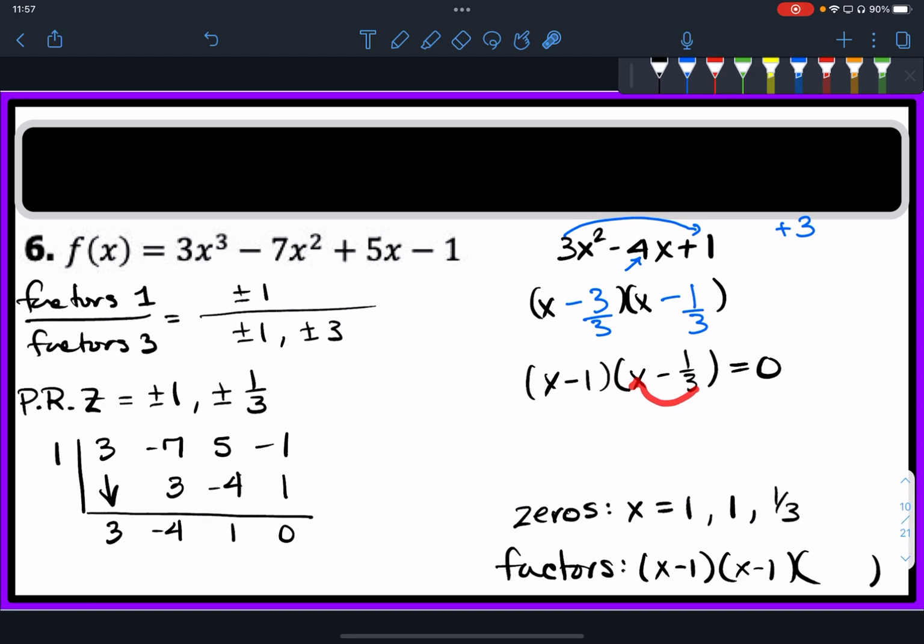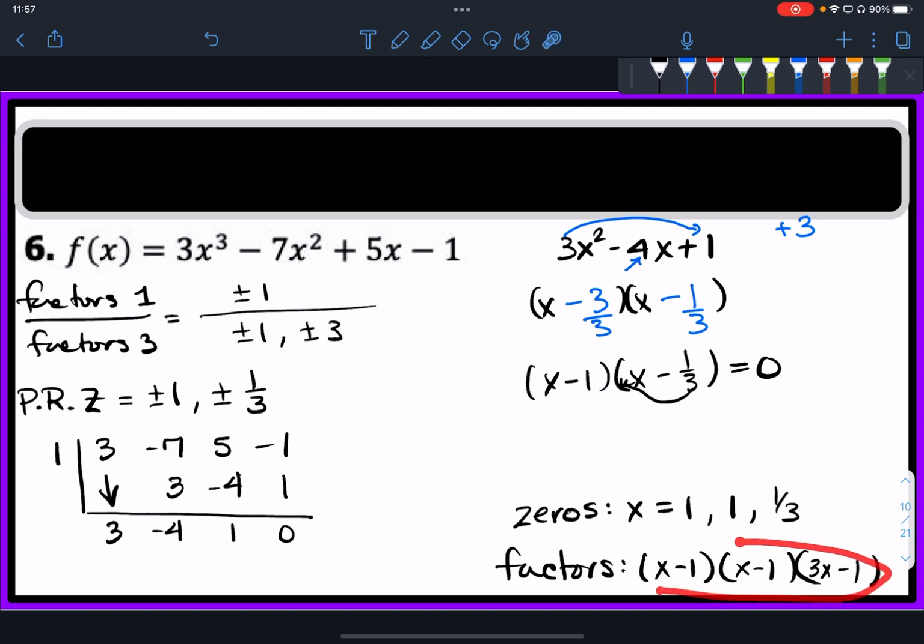I'm going to move the 3 to the front. Again, essentially I'm going to multiply both the x and the 1/3 by 3, which moves the 3 in front of the x, and minus 1. So I end up with 3x minus 1 as my factor.